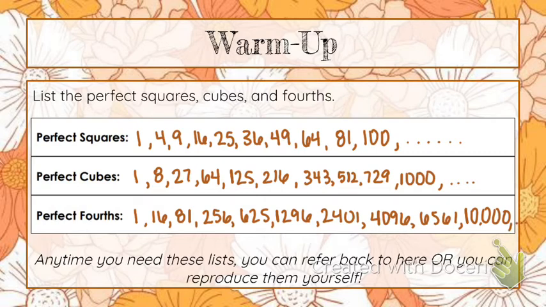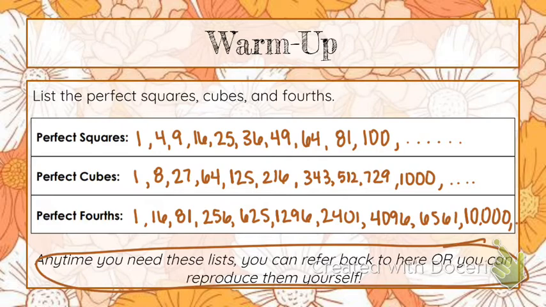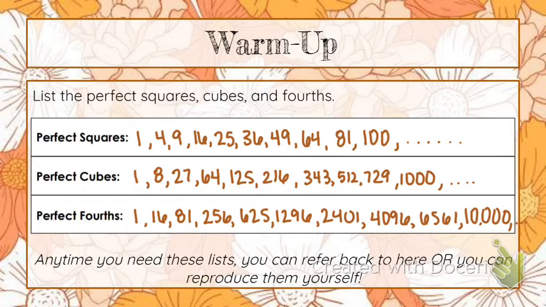Okay, so anytime that you need these lists, you can look back at your notes here, or you can always just reproduce this list on your own. So if you're taking the ACT or you're taking a test from me, the first thing I would do if it has radicals on it is list out my perfect radicals. Because making this list doesn't take much time at all.